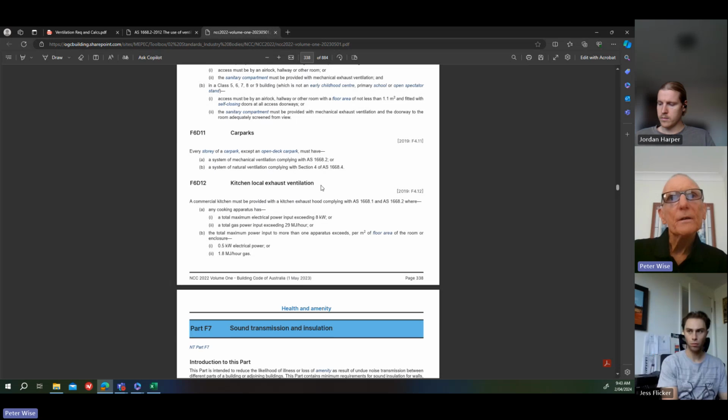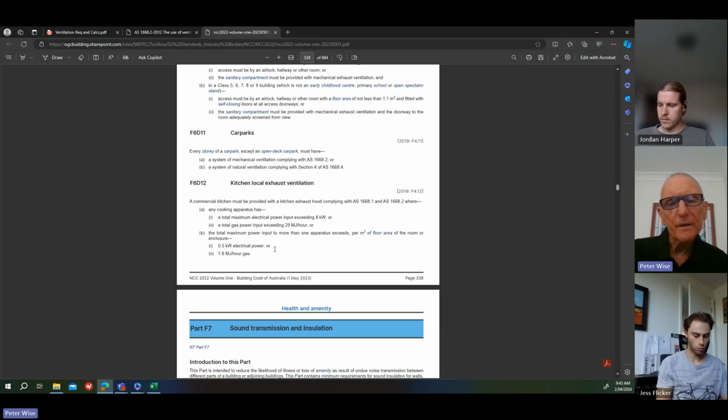And kitchen, I just mentioned that as well because we'll talk about that a lot more, and this will be something that you're going to be working on quite a bit. We may cover it a bit more next week. We'll see how we go, but there's a lot in kitchen exhaust ventilation as well. But this is talking about local exhaust ventilation, which is where you have a kitchen hood in a commercial kitchen, and it gives some requirements about when you have to do that.